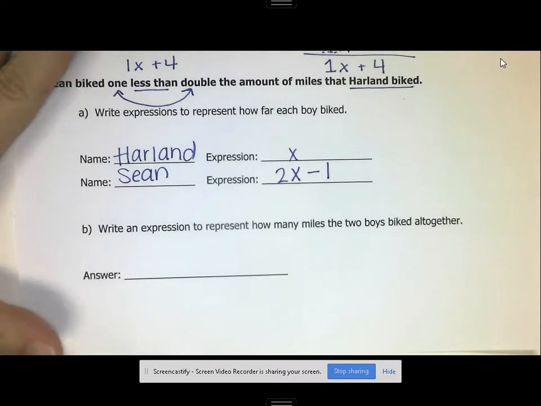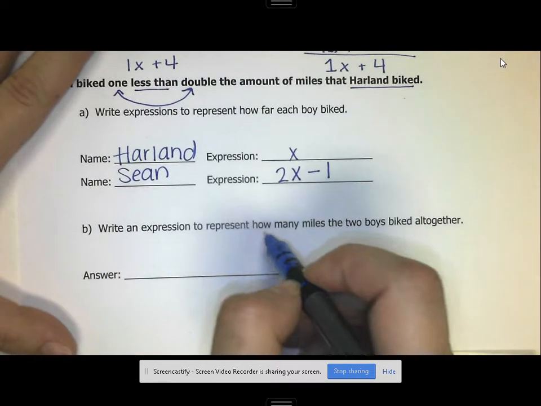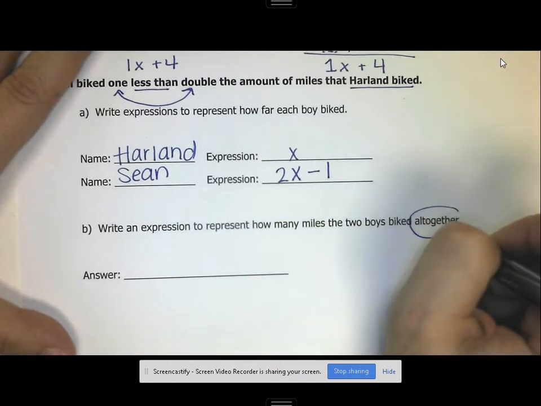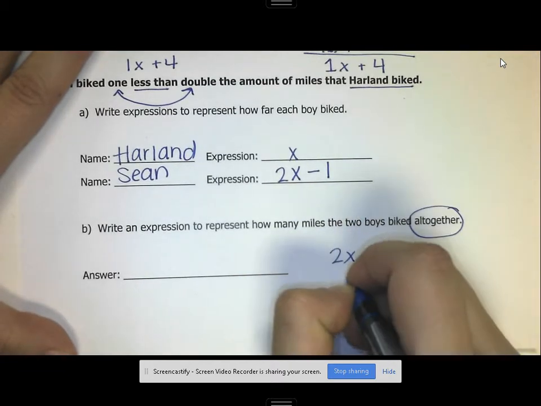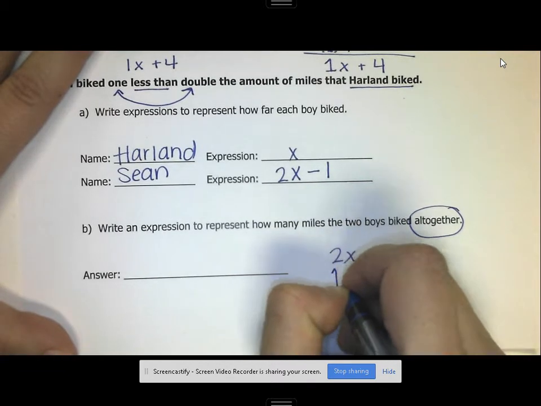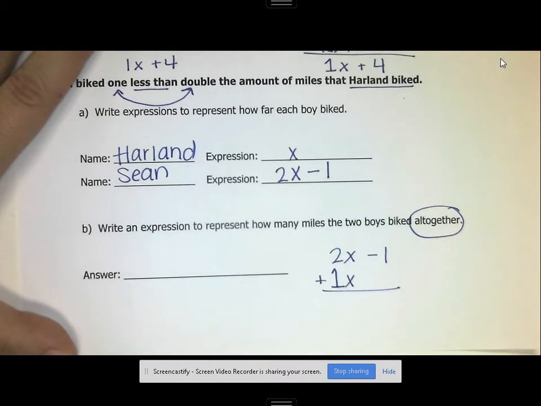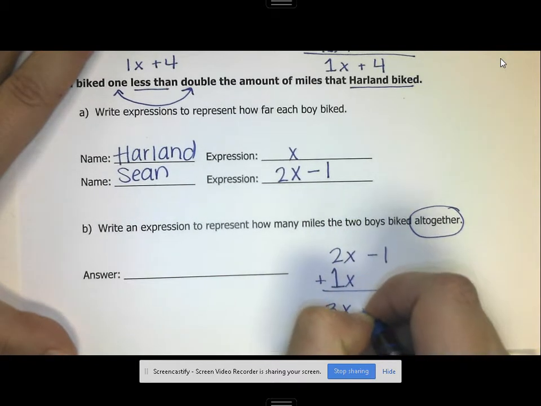Next it said, write an expression to represent how many miles the boys biked all together. Now all together means I'm going to take the boys' miles and I'm going to add them together. So I'm going to get 3x minus 1.